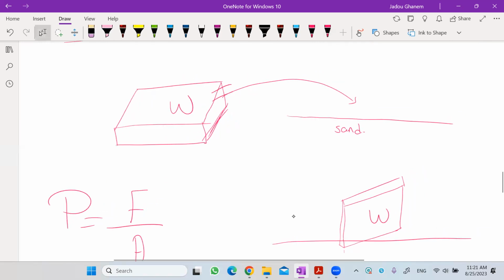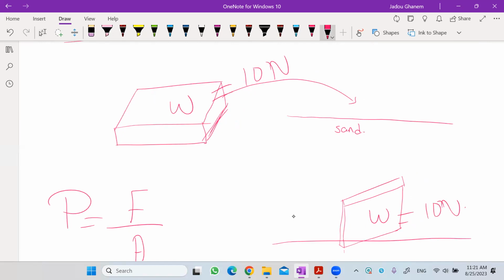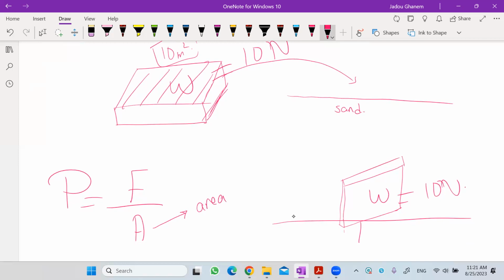Let's say that this book weighs 10 Newton. So the weight is the same, nothing changed. But we are changing the area of this book. So if we place it on this face, which is the big one, the area may be, let's say, 10 meters square. So we have a big area. So 10 over 10 will be 1. But if we place it on this side, let's say the area is 5 meters square, then 10 over 5 will be 2. So the pressure is doubled, twice the initial pressure, so you can feel the shape of the book in the sand. Is it easy for now?